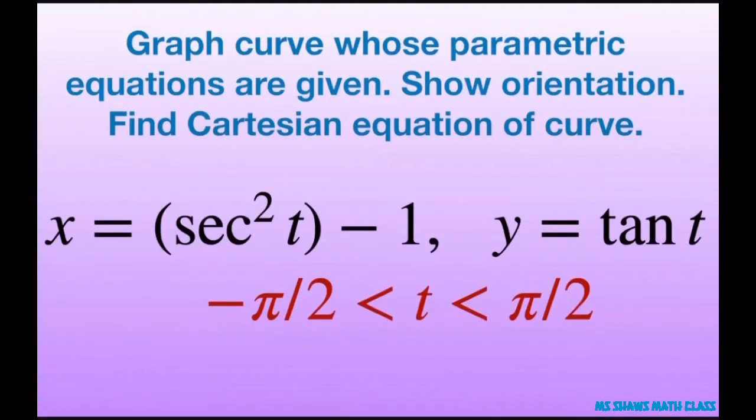Everyone, we're going to graph the curve whose parametric equations are given, show the orientation, and find the Cartesian equation of the curve. So I'd like to find the Cartesian equation of the curve first because it kind of gives me an idea of what our curve is going to look like before we start graphing.